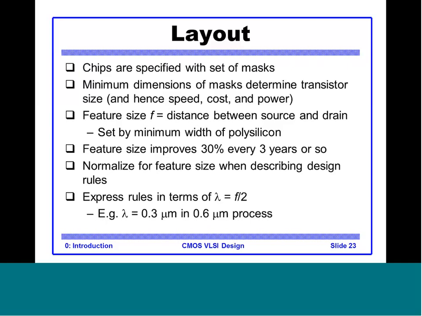The layout is usually normalized using feature size, and all the design rules, that is, how wide the polysilicon would be, what should be the minimum distance between the two N+ regions, everything is determined on the basis of the feature size F. Here we define one more term called lambda, which is feature size by 2. For example, for a 0.6 micrometer process, the lambda would be 0.3 micrometer. We'll see how lambda is used in layouts later.